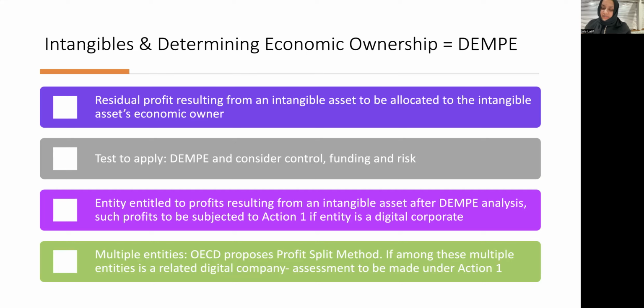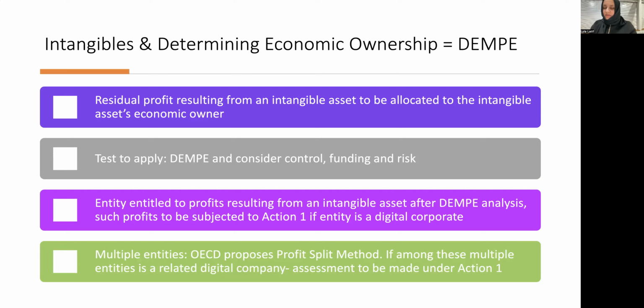There are 3 factors to consider when determining who is performing what function, and these are control, funding, and risk. So per DEMPE function, it should be determined who has control, who is funding, and who is incurring the risks related to the function.